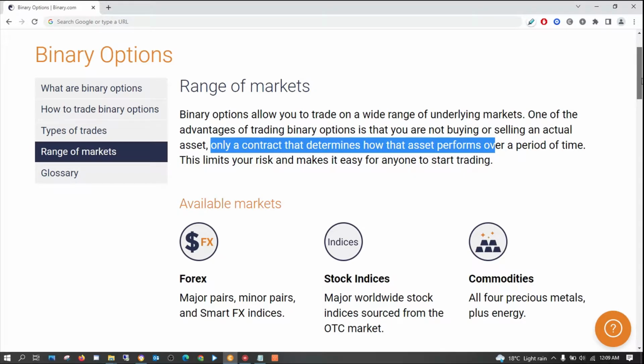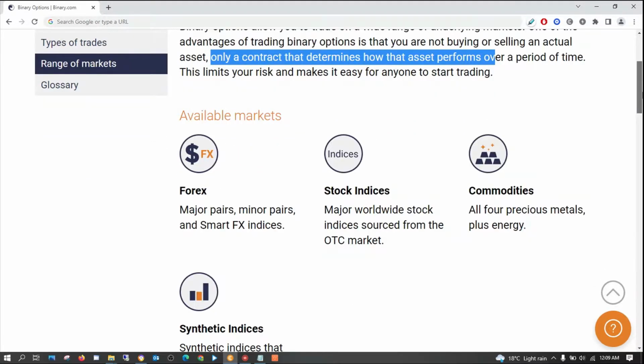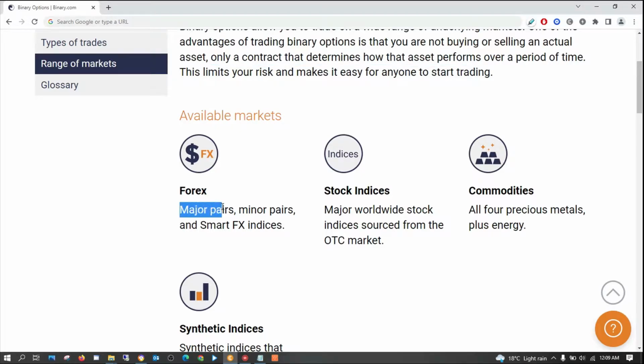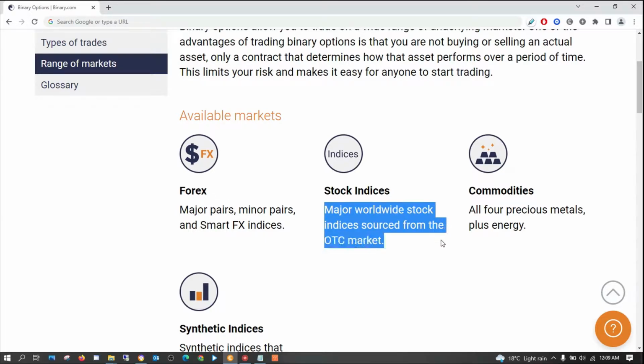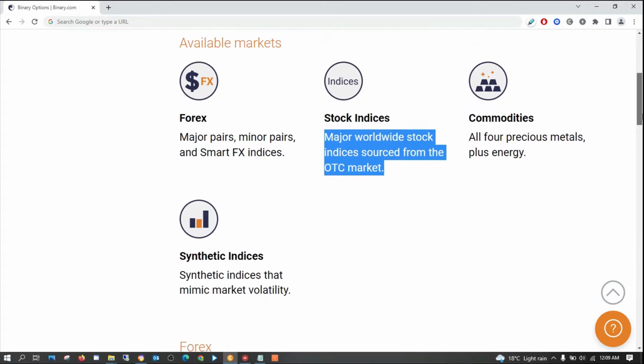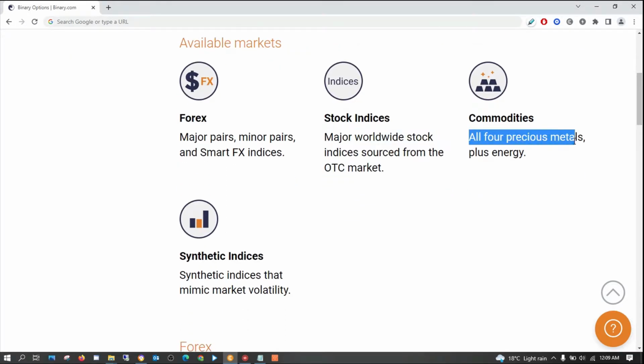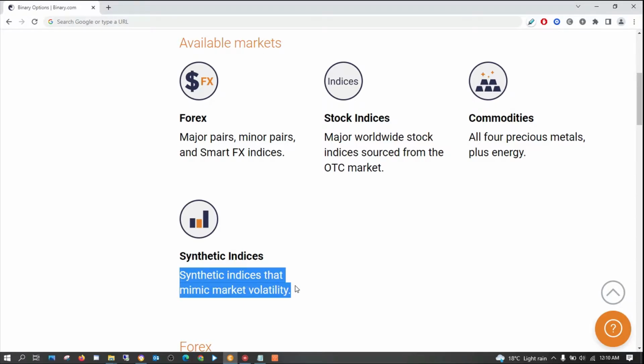Now, the available markets on binary options. First is forex, which is major pairs, minor pairs, and smart FX indices, while stock indices are major worldwide stock indices sourced from the OTC market. And then we have commodities, which are all four precious metals plus energy. We don't trade on commodities here. Then there are synthetic indices that mimic the market volatility.